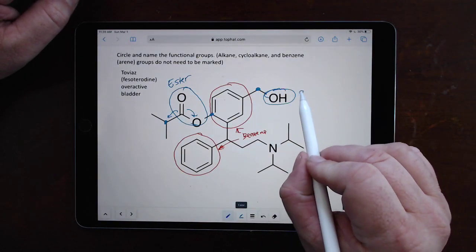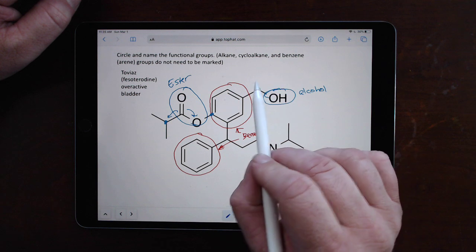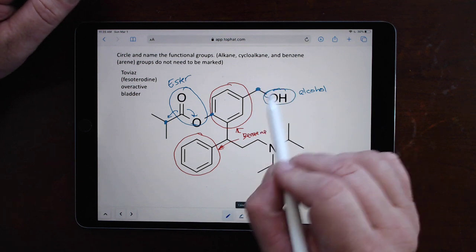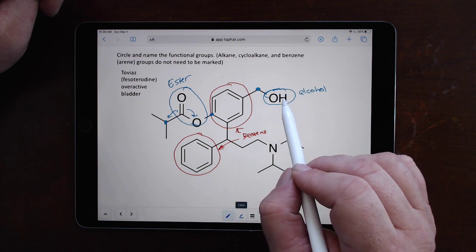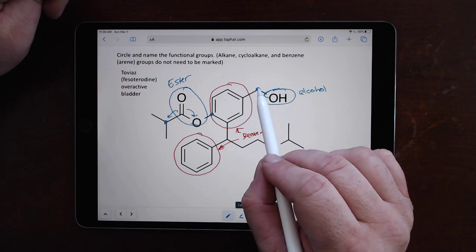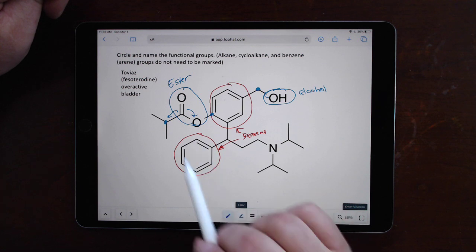It's just a regular alcohol. Now, if there was a C double bond O here, that would make it a carboxylic acid, but there's not. It's just a regular old carbon. Again, we have a benzene here.